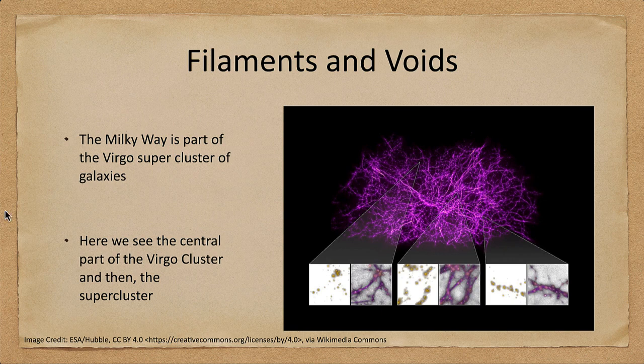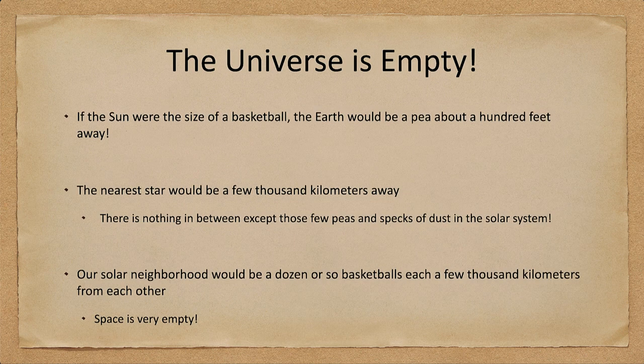So the whole idea really to get out of this is how empty space is. We can look at an example: if we were to make the sun the size of a basketball, Earth would be about the size of a pea and would be nearly 100 feet away. The nearest star would be a few thousand kilometers away. So there is nothing in between these. You would have the few specks of dust around one basketball, and then thousands of kilometers away, you would have a few specks of dust around another basketball. The rest of that is completely empty space. Space is very, very empty.